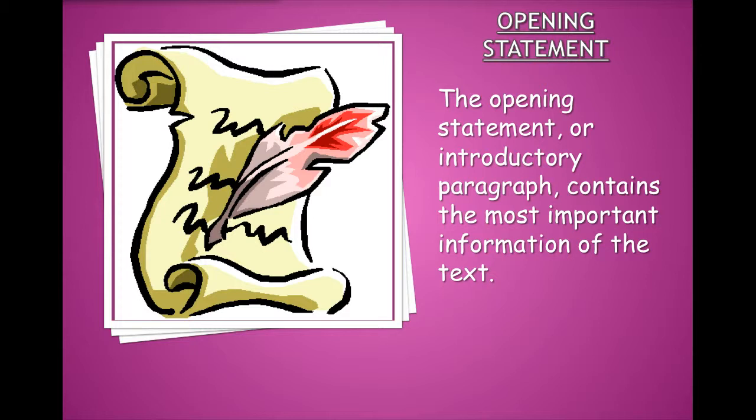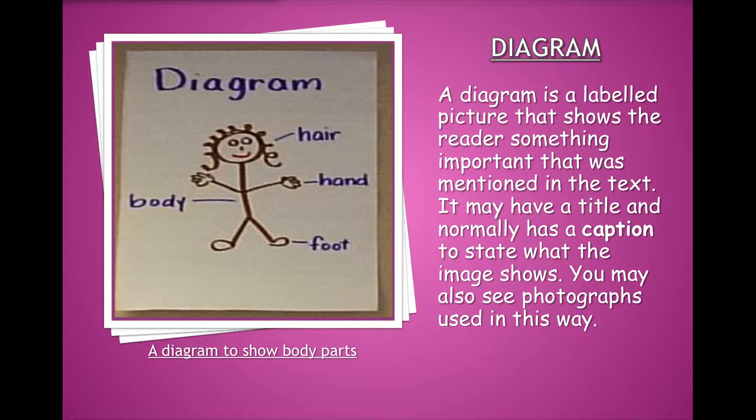An opening statement or an introductory paragraph contains the most important information of the text. So in this case, about the new school, what it's going to be like, or the most important information about secondary school. Diagrams or pictures are used to show the reader something more about what's been mentioned in the text. For example, some photographs of the school, or a photograph of the blueprints, or perhaps some pictures of pupils. It may have a title, and it normally has a caption below it to show what the image shows.